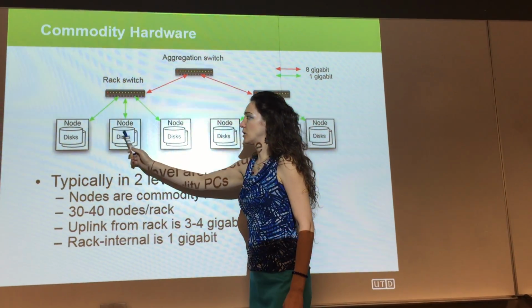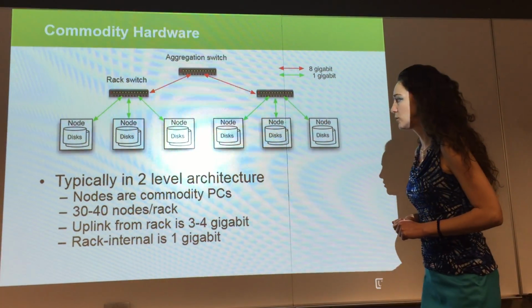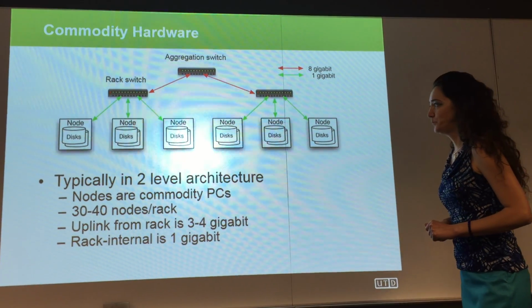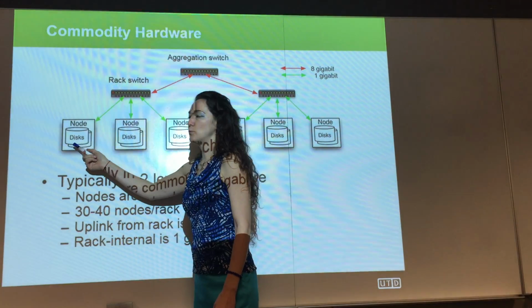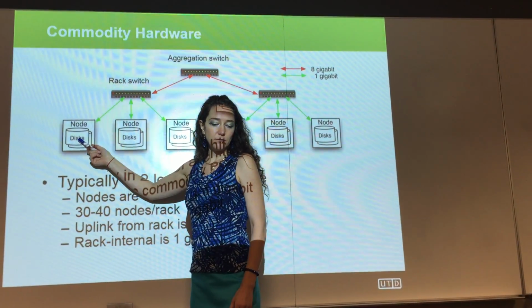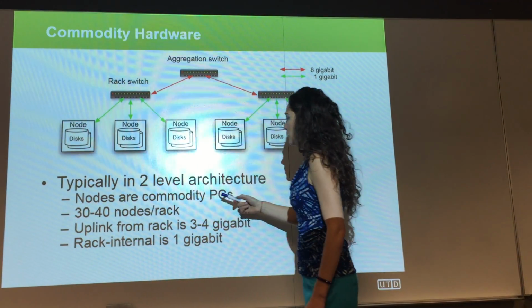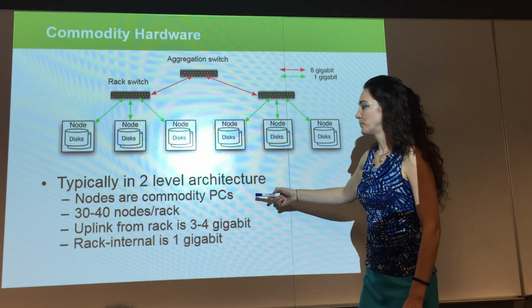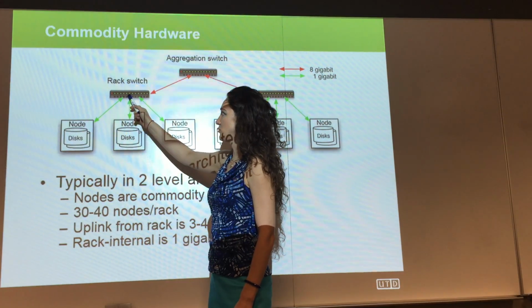So these are machines connected together through the network. So we have a two-level architecture. The node is just a commodity computer, which means there's nothing special about it. It's cheap. It doesn't have very high capacity hardware on it. So these are called commodity computers. There could be 30 to 40 of those nodes connected to the rack switch.